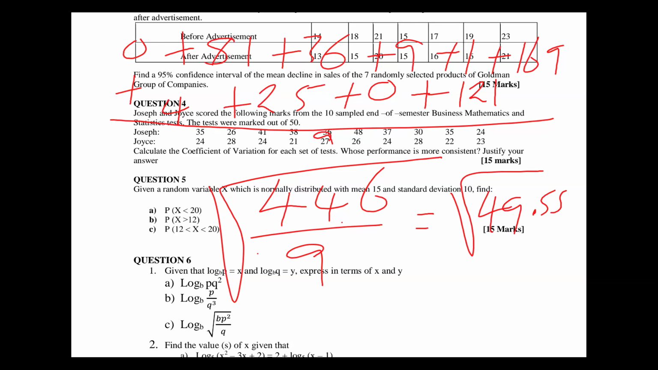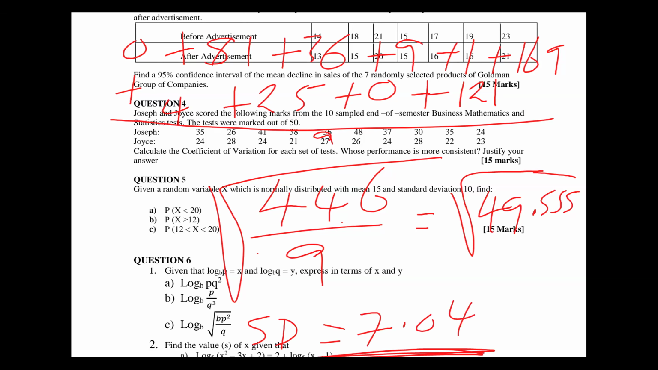Yes. Okay. What is the square root of that? That will be the standard deviation. It will be 7.0395. Right. 7.0395, we can just say 7.04. That is the standard deviation. Is that hard? No, sir.